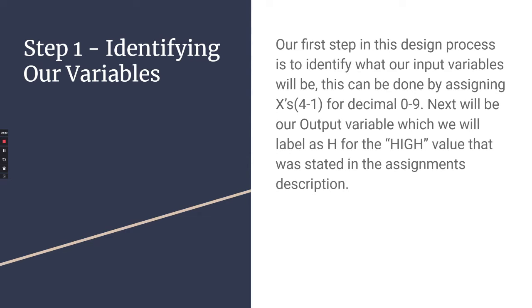Step 1 is identifying our variables. Our input variables in this case are going to be x4 through x1, where x4 is our most significant bit, and those will be for the decimal values 0 through 9, and our output variable, which will be labeled as h or high, that was stated in the previous description.